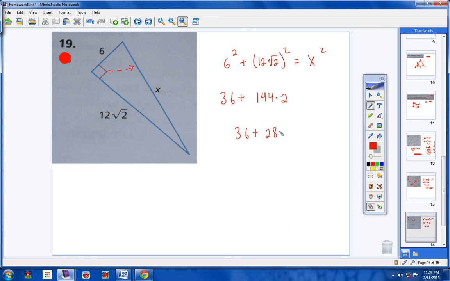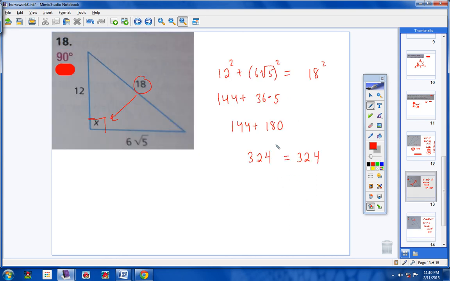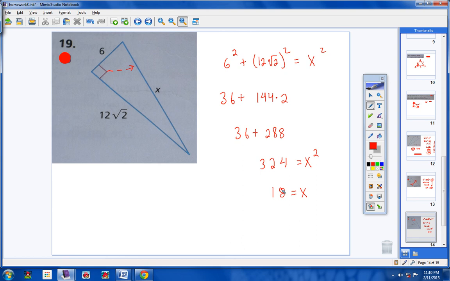If you add those together, carry your 1, you will get 324 equals x squared. Now, take the square root of both sides, and we will get 18. By the way, I did that in my head because the last problem showed me that 18 squared is 324. So if I take the square root of 324, I'm going to get 18. So x equals 18. Okay?